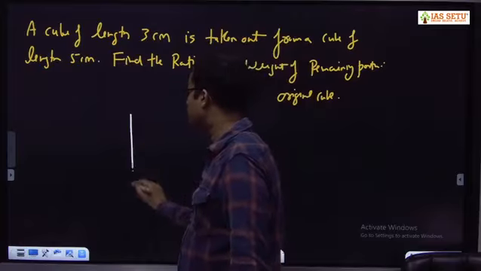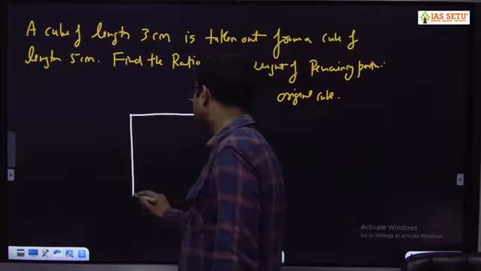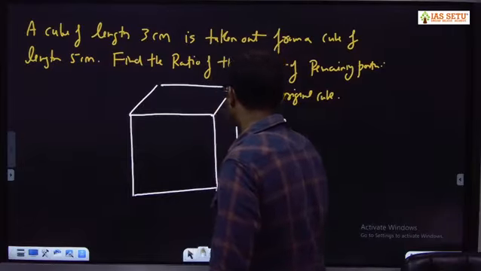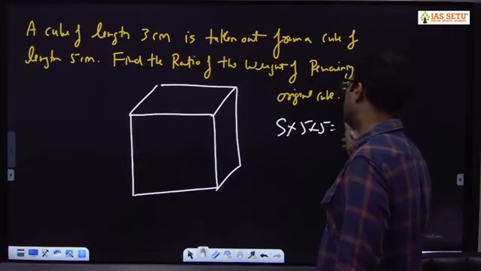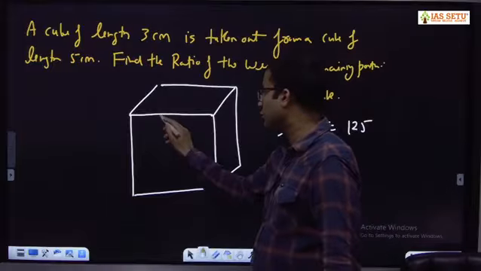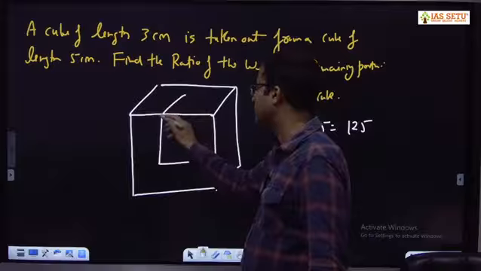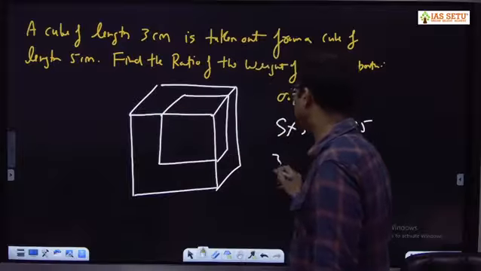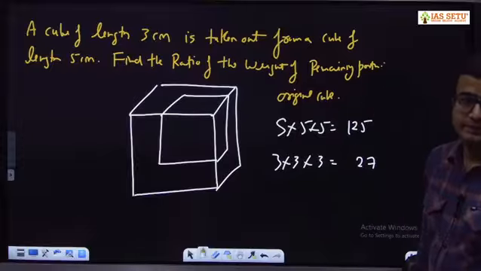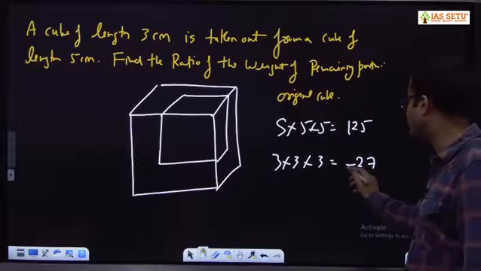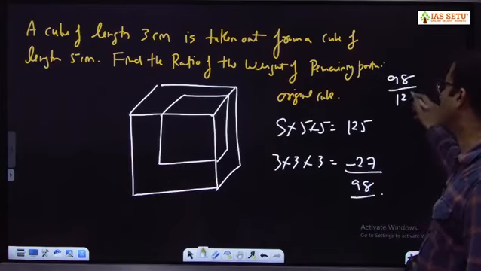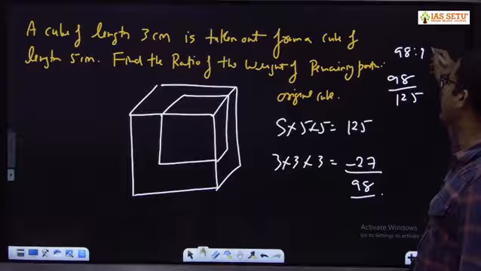So we draw the original cube. 5 centimeter by 5 centimeter by 5 centimeter. So this is 5 into 5 into 5, 125 centimeter cube, meaning 125 kg. And you remove a small cube of length 3 centimeter. So what have we removed? 3 into 3 into 3, 27. So what is the remaining portion? 98. Your answer is 98 upon 125 or 98 is to 125.